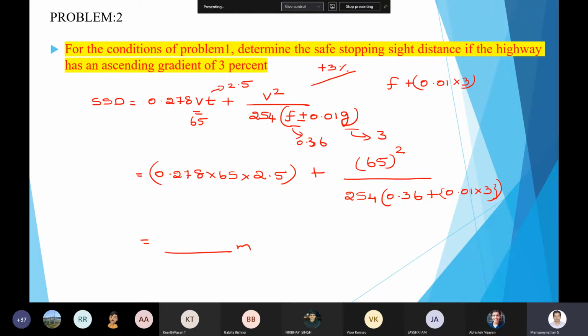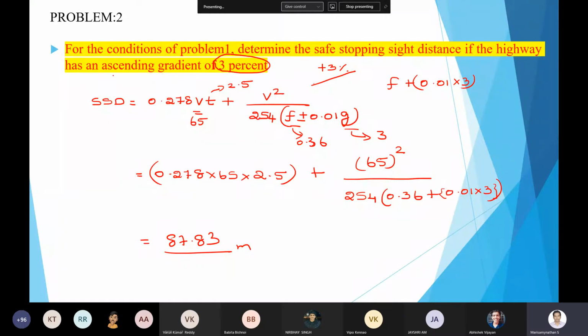So you might be getting what will be the stopping sight distance when we consider an ascending gradient of 3% for the same data given in the previous problem. 87.83. Okay, so this is the stopping sight distance.